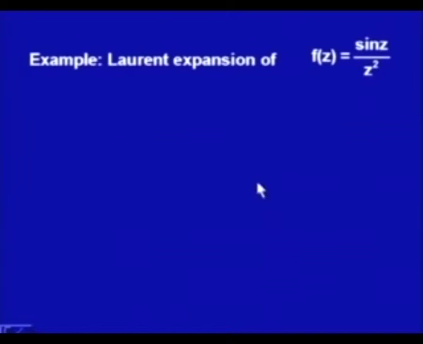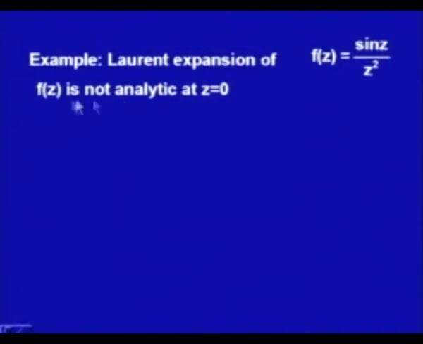Now, this example is slightly different. So far we have had functions for which we used geometric series expansion for obtaining the Laurent series, but in this example we will be using the Laurent series expansion and the formulae which we have derived just now. So, let us consider f z as sin z upon z square, and f z is not analytic at z is equal to 0.